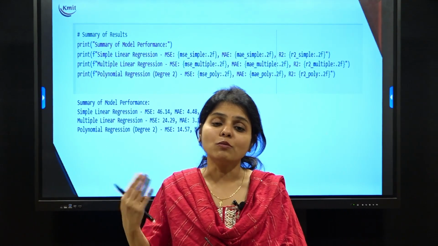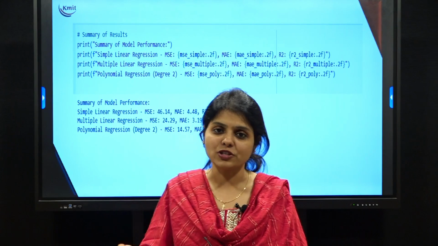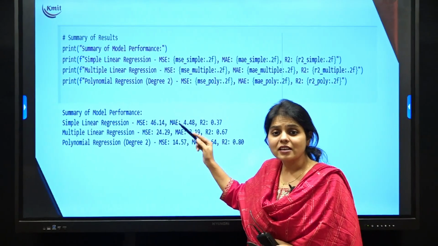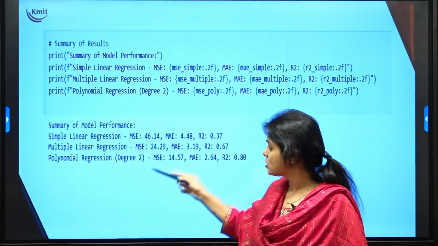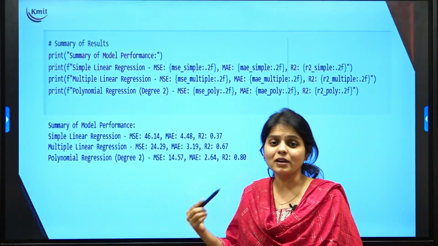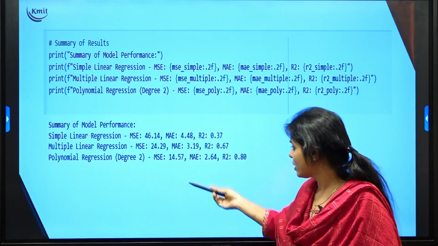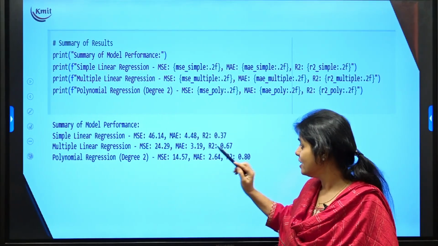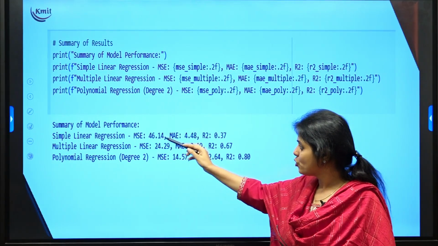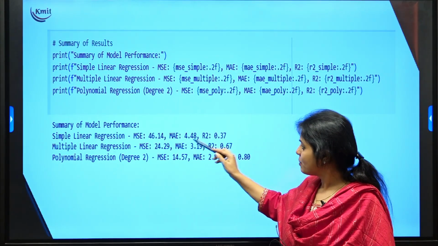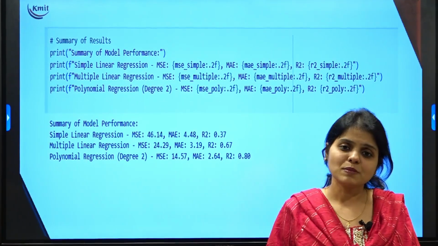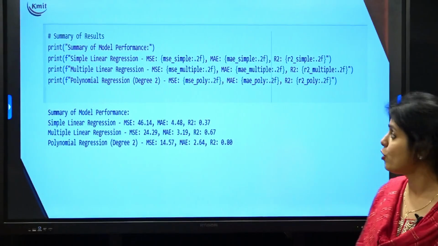So the output would be more accurate when you consider more features. Hence, as you can see, in case of multiple linear regression where I have included all the features, my error is gradually reduced because the predictions are more proper. Okay. And when you go for polynomial regression, again the error is still gradually reduced. Okay. So this is how you can compare MSE values, MAE values and R square values of simple linear regression, multiple linear regression and polynomial regression.